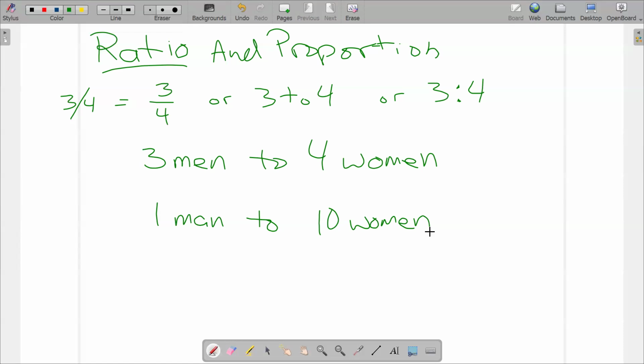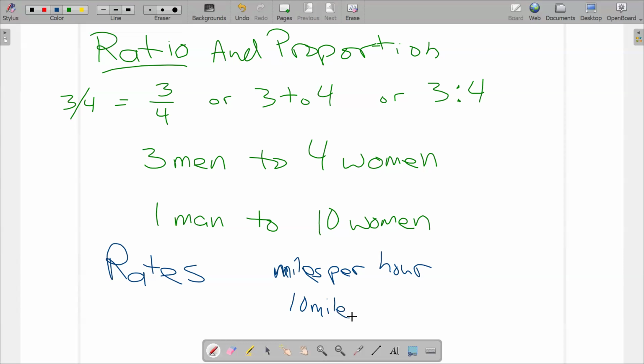Okay. Other things we look at to do those kinds of comparisons are rates, which are a kind of ratio. And a rate would be something like miles per hour. And the per literally means divide. So it could be something like, I went for a 10-mile bike ride with a friend of mine the other day, and it took 1 hour. So that's literally 10 miles divided by 1 hour.